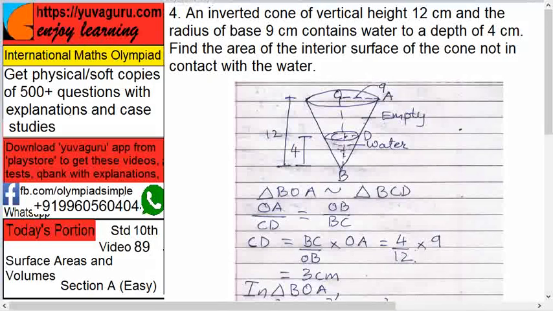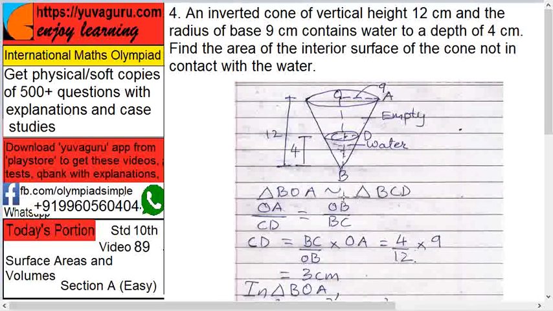Let's start. An inverted cone of vertical height 12 cm and the radius of the base 9 cm contains water to the depth of 4 cm. Find the area of the interior surface of the cone not in contact with water. The problem is difficult, so first understand it.